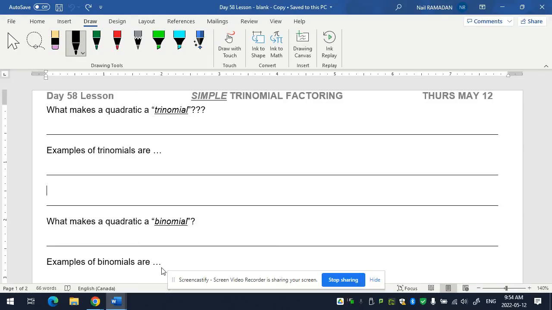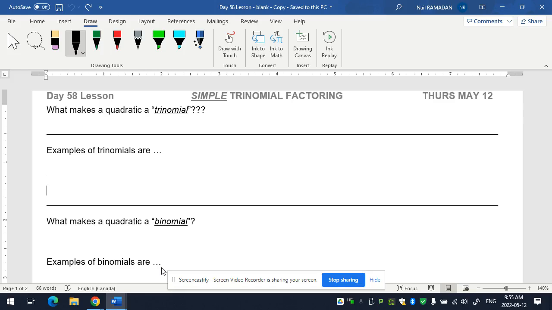Okay, so today's lesson is yet another day of factoring, and actually today is probably the most important day of factoring because we're going to factor something called simple trinomials. Phones away, please, everyone. Simple trinomial factoring. Okay, so the first thing we have to identify or explain is what does this word mean, trinomial, and also why are we calling it simple?